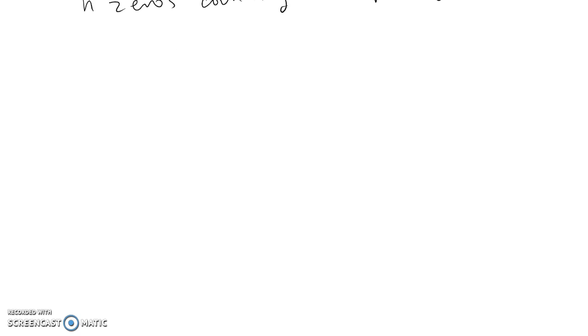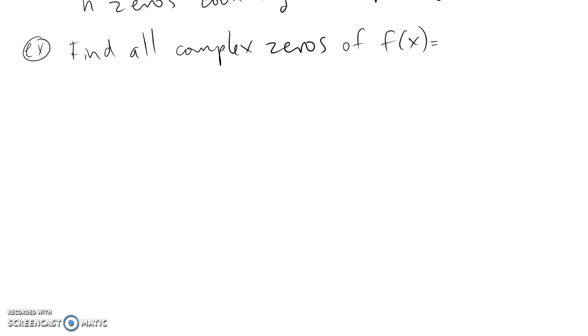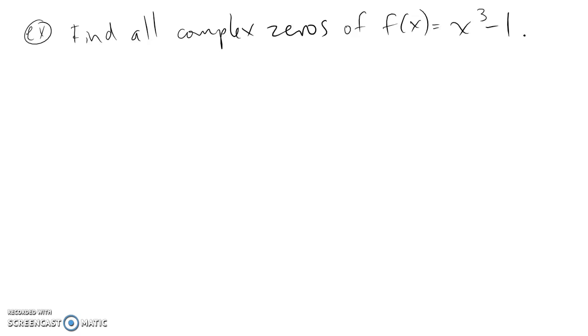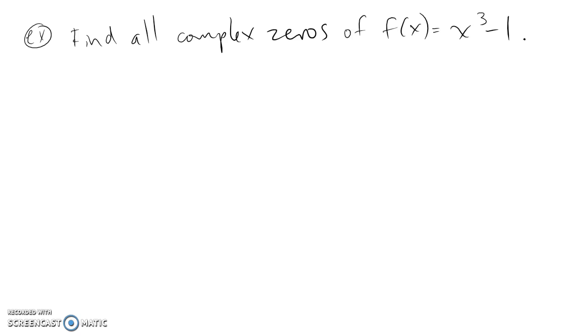We're going to find all complex zeros of f of x equals x cubed minus 1. So you might already be thinking about what the real zeros of this function are. Think about this function. It's x cubed and it's shifted down 1. So you're going to say, oh, it crosses the x-axis one time. Okay? Well, let's take a look at this.